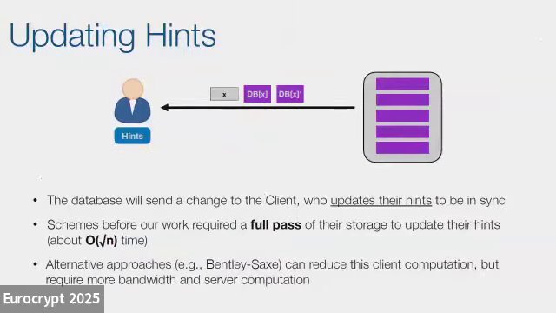And so our model of updates is that every time an element changes in the database, the server will just tell the client, hey, I changed this element from this old value to this new value. And it just so happens that all the schemes that have been proposed, as far as I know, can work in this model, where the client manually updates their hints to be in line with the new database state, although they require a full pass that we'll dig into later. And there are alternative approaches, for those of you who know the Bentley-Saxe transform, or you could try to store operations, but I won't go into the downsides of those, but I'm happy to talk about it offline.